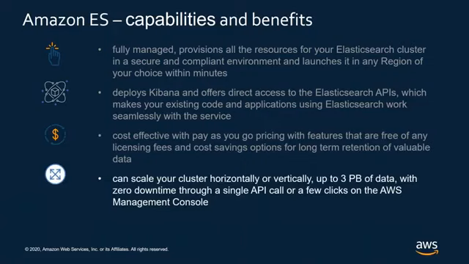You can scale your cluster horizontally or vertically, and you can do this up to 3 petabytes of data per Amazon Elasticsearch domain. And you can do this with zero downtime through a single API call or a few clicks of the AWS Management Console. Additionally, you can leverage AWS CloudFormation and the AWS CLI to perform your scaling operations.